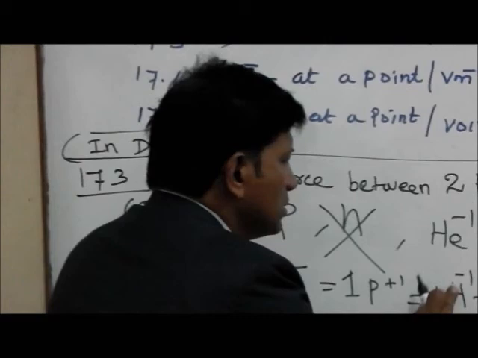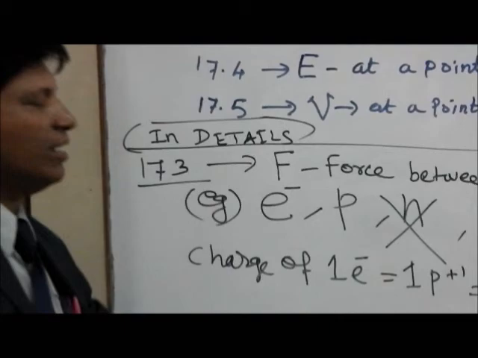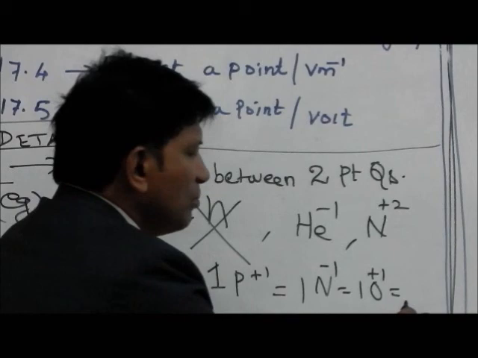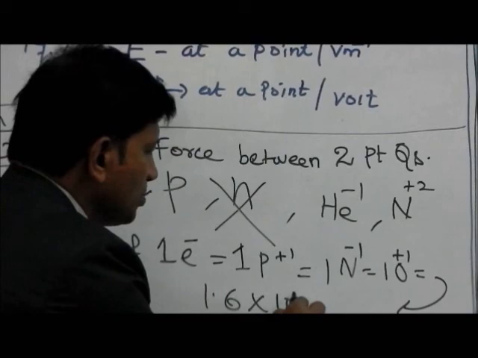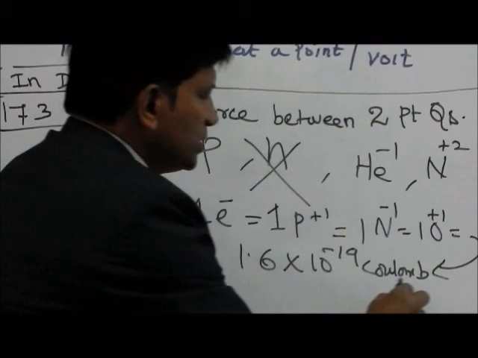one positive ion, and the value is, what is the value? Zero. No. 1.6 into 10 to the minus 19 coulomb. That is how the symbol C came.